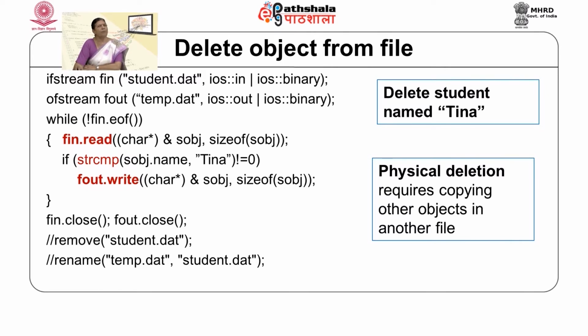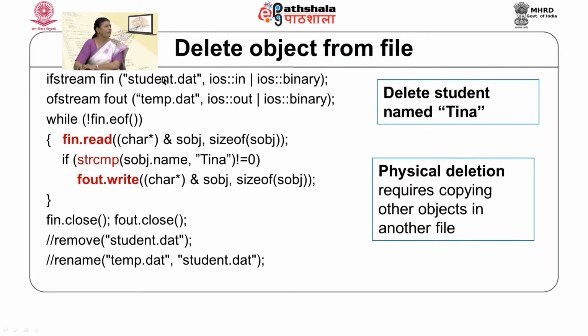A better option may be just to have one more bit or byte, which is set for showing whether the object is deleted or not, to just have the status deleted or not. In that case, it does not require all the records to be copied into another file, and it will save time. Here we have shown only physical deletion in this scenario.